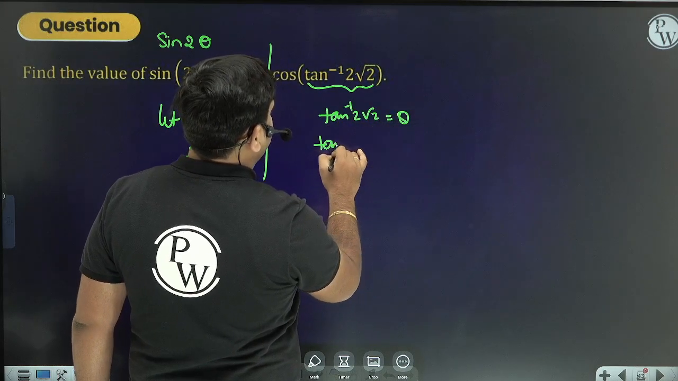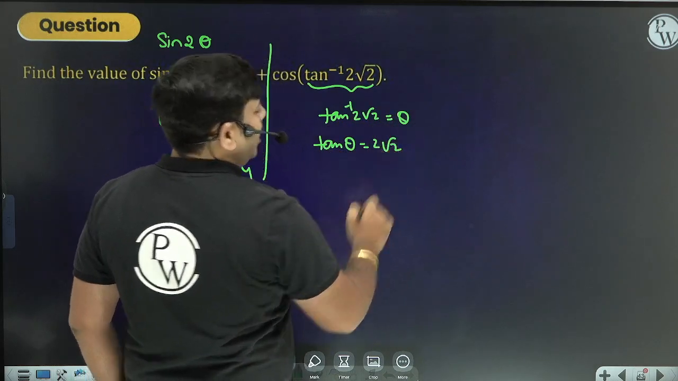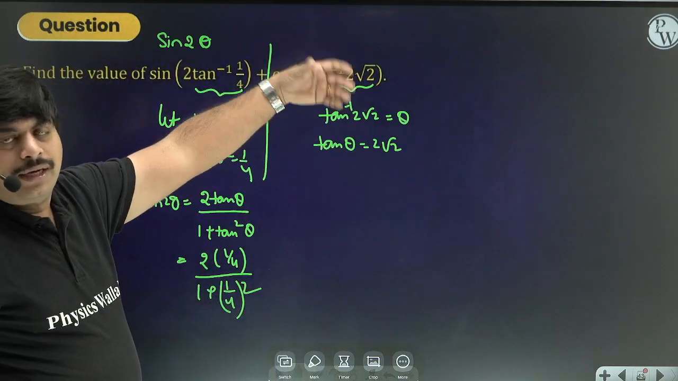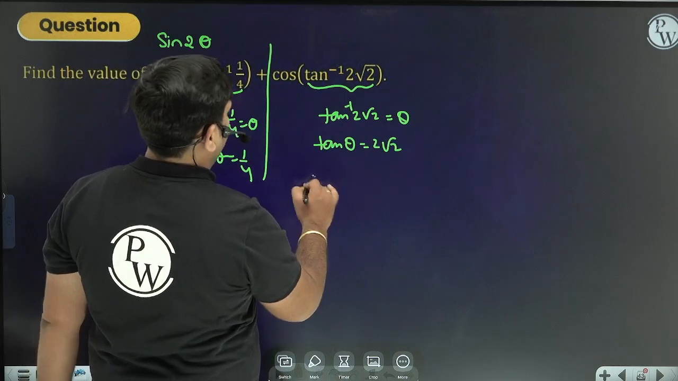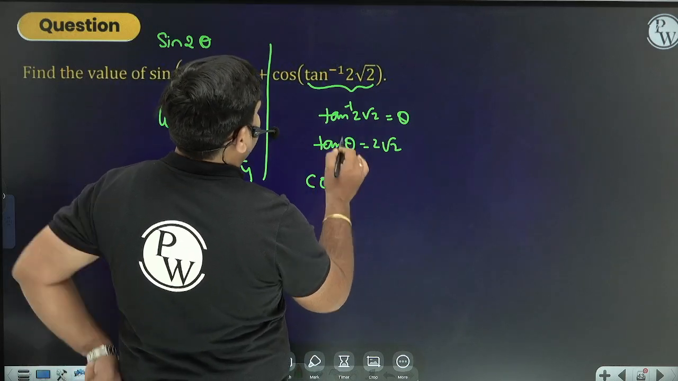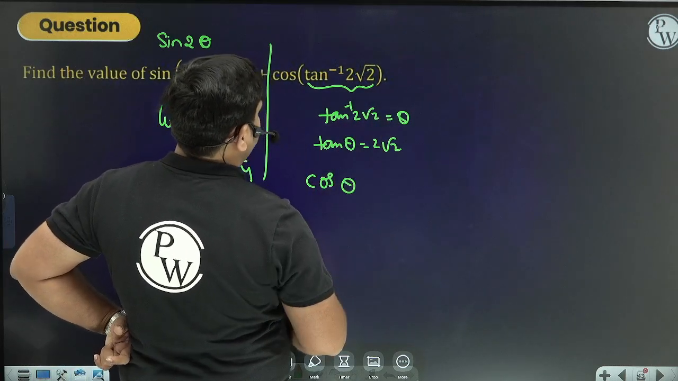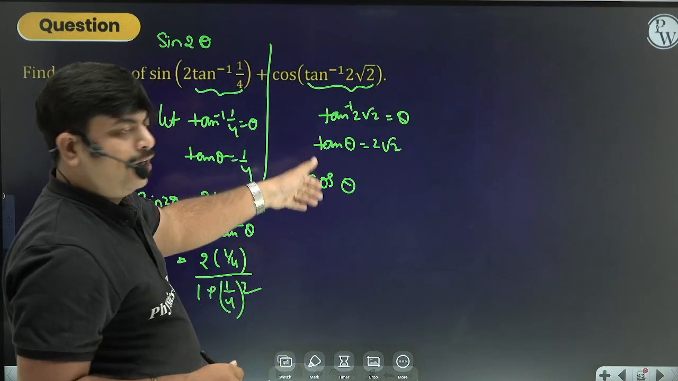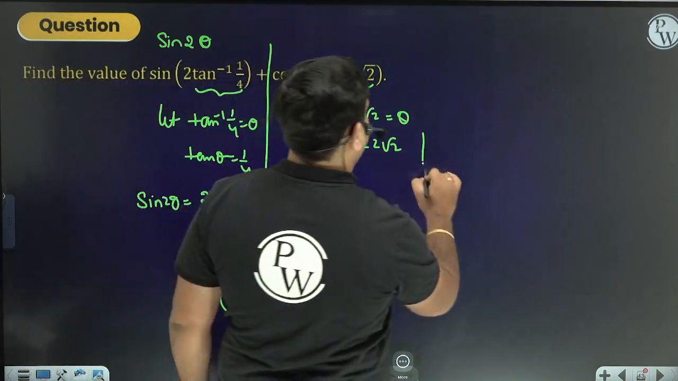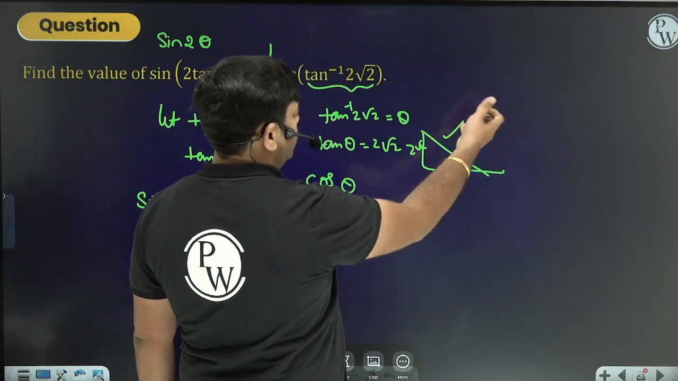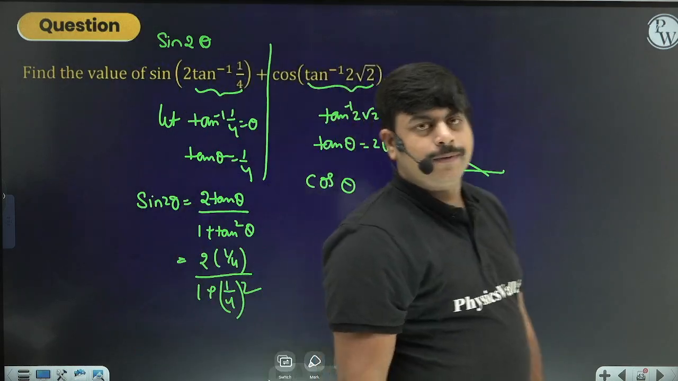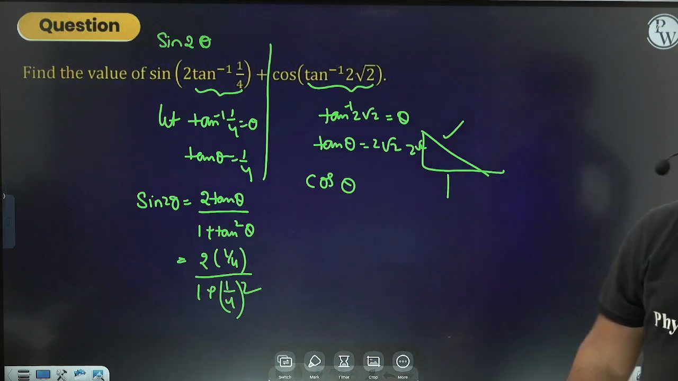So we'll get tan theta is equal to 2 root 2. If not theta, consider alpha or theta 1, theta 2. Okay, don't get confused between these both the thetas. So this becomes cos of tan inverse 2 root 2, which is theta. From tan theta, we need to find cos theta. It's very simple, right? Tan theta is 2 root 2 by 1, and from there you'll get the hypotenuse by Pythagoras. So 1 by that hypotenuse will be equal to cos theta. That's it. Easy question.